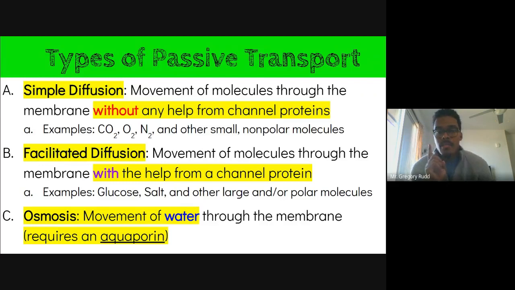Osmosis only applies to the movement of water. We don't use that word to discuss the movement of any other substances across the membrane. Osmosis is just for water. So anytime you see a question about the movement of water through the membrane or across the membrane, you should instantly be thinking about osmosis.